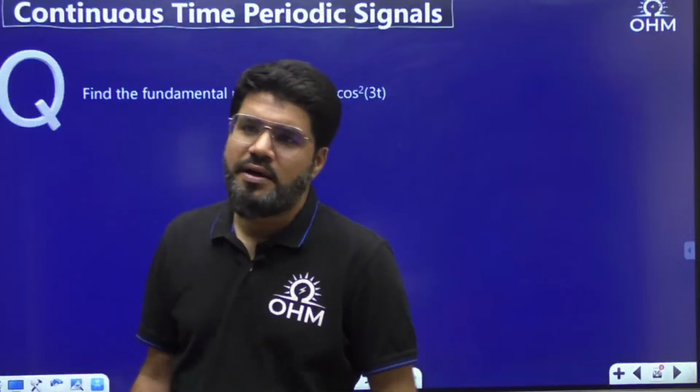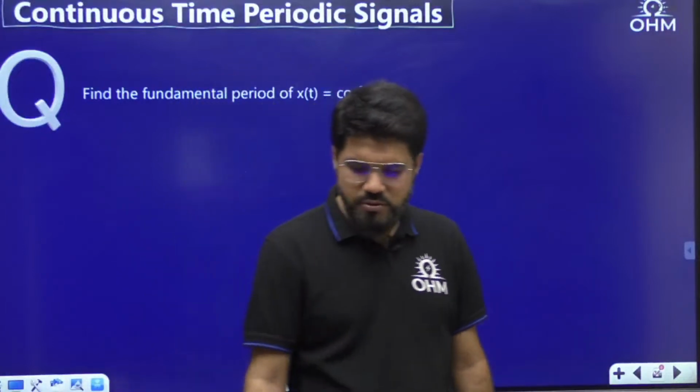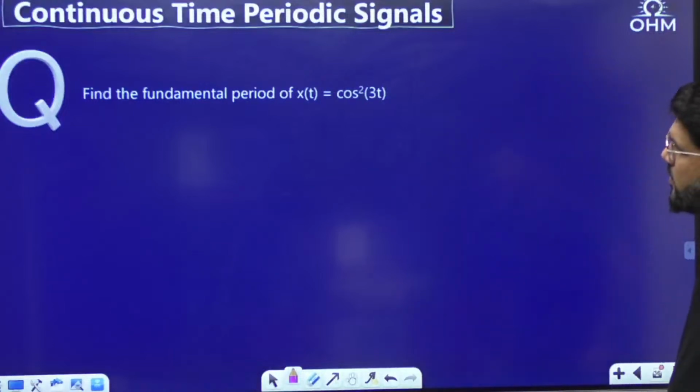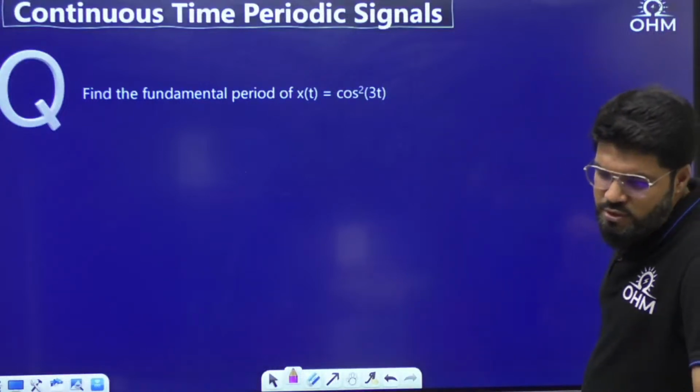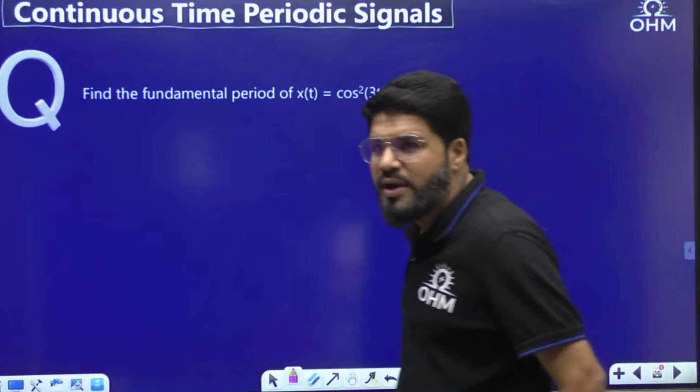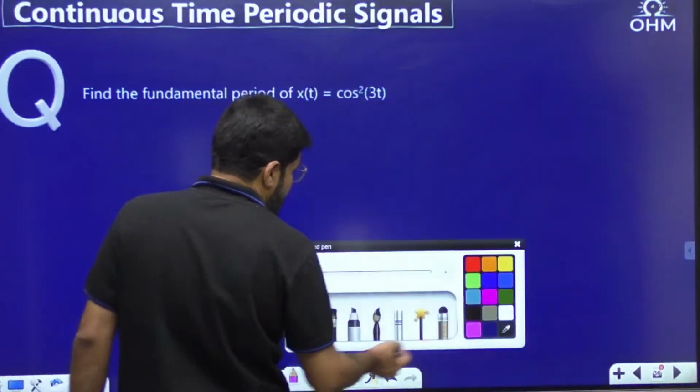That also ultimately is possible, Rahul. That is eventually GCD or HCF only. Now if it is cos square, is it going to affect the frequency?